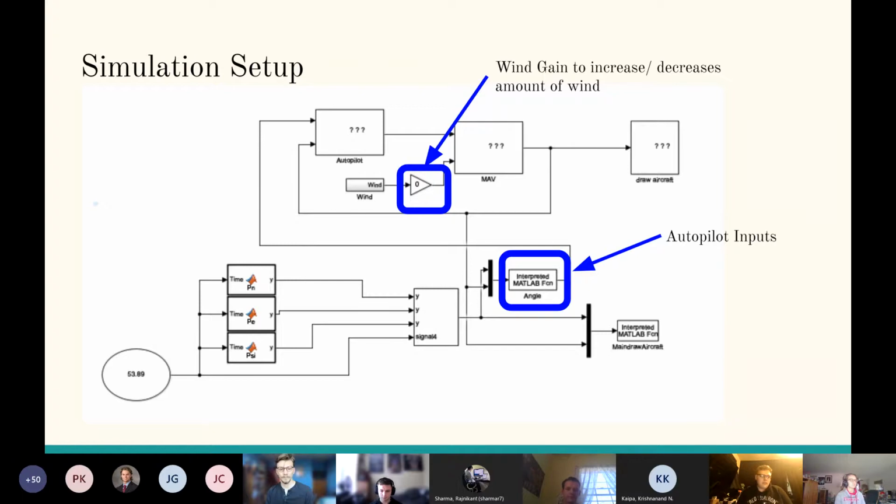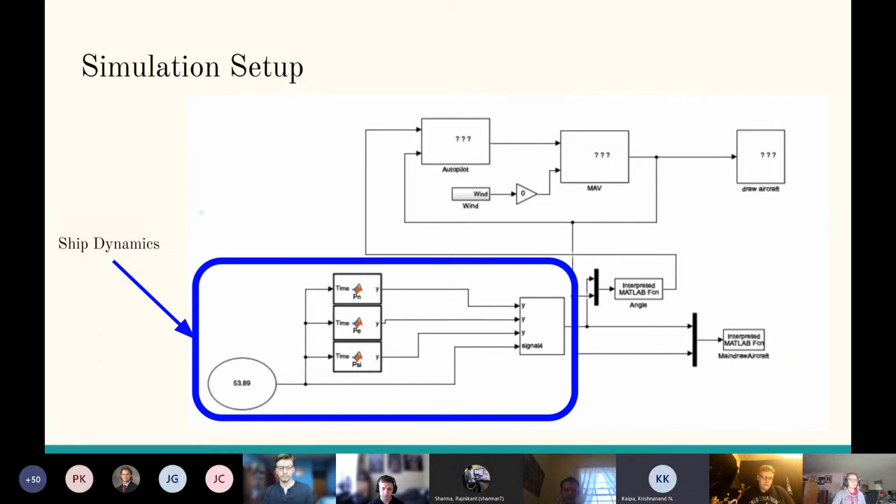On the bottom left is where our ship dynamics come in. It's just the position north, east, and the angle that it's going at. And then the circled block is our autopilot inputs. It gives us our heading, the altitude we need to get to, and everything else that we need to actually land the aircraft. And like I said before, the bottom left is just the ship dynamics system running the ship.